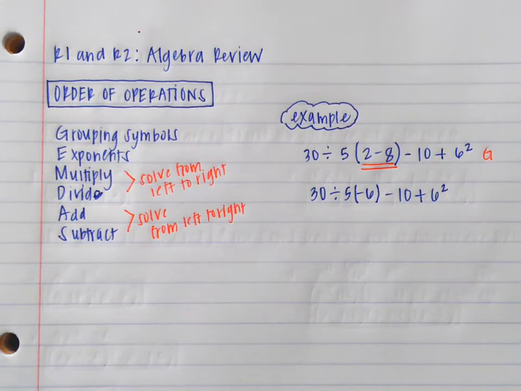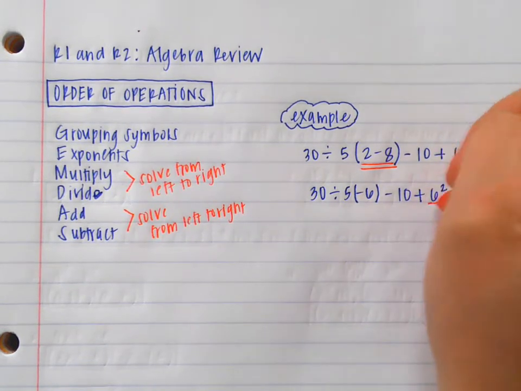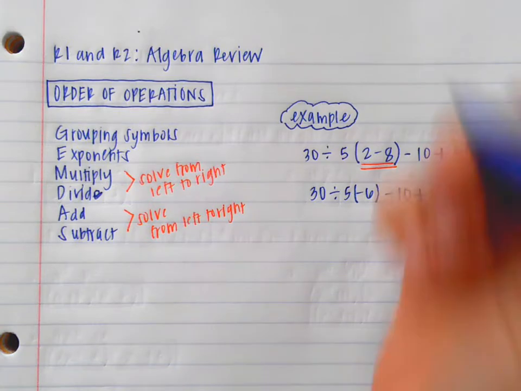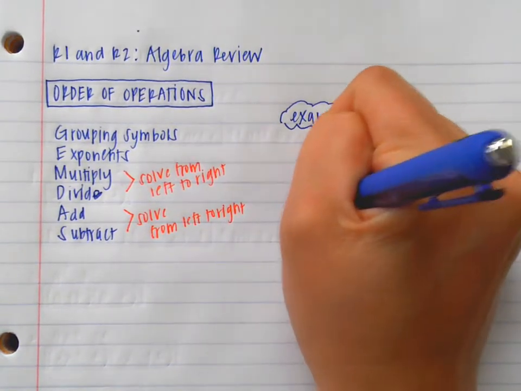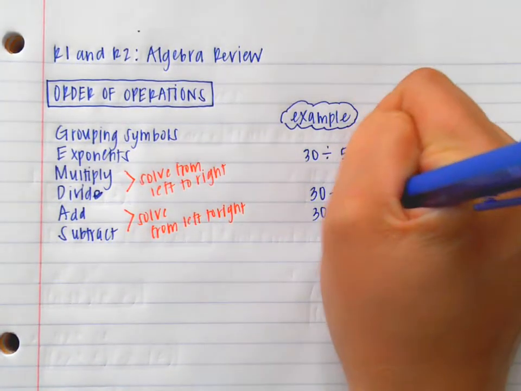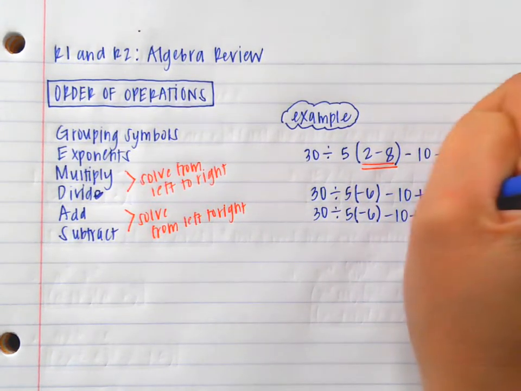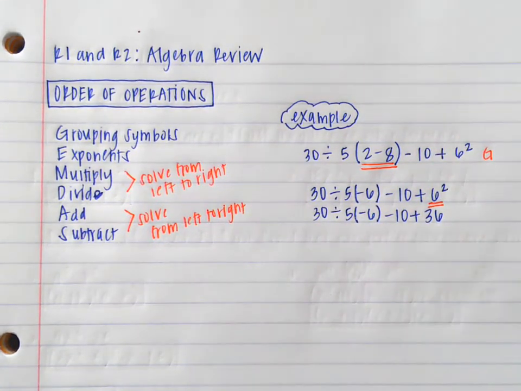Okay, so then we're going to go into exponents. 6 squared, we know, is 36. I'm not going to skip 2 lines here. 30 divided by 5 times negative 6 minus 10 plus 36.